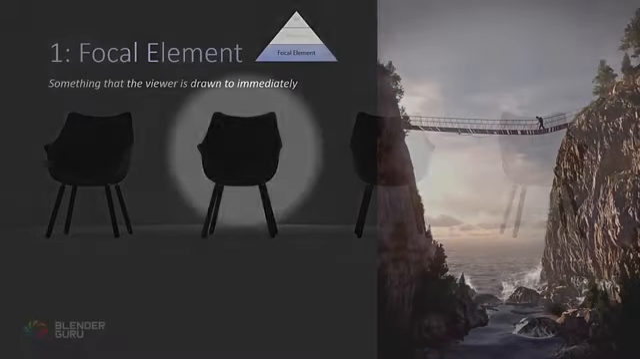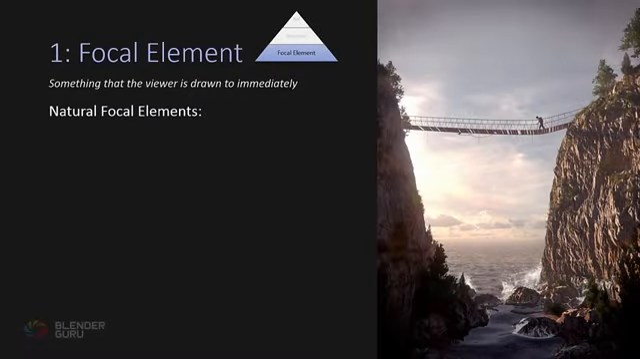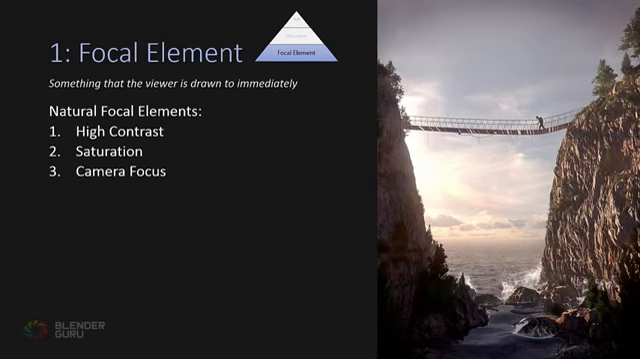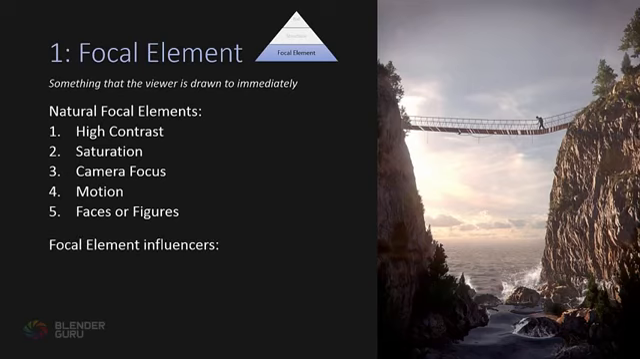So there's a few examples here. I'll just give you all of them here. So high contrast, we've covered. Saturation. There's also camera focus, which is whatever the camera is focused on. The rest of it's blurry. That's also going to help. Motion. So if the rest of the scene is static and then you've got something which is leaping through it, that's definitely going to bring some attention. Faces or figures. So human figures or a human face, you're going to be drawn to that.